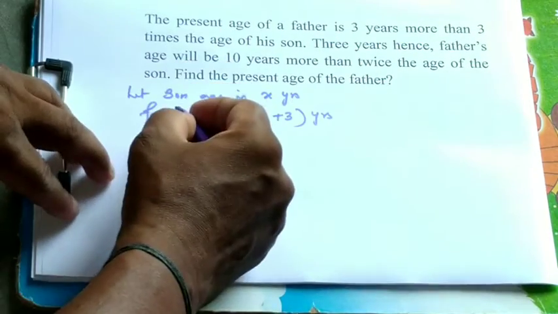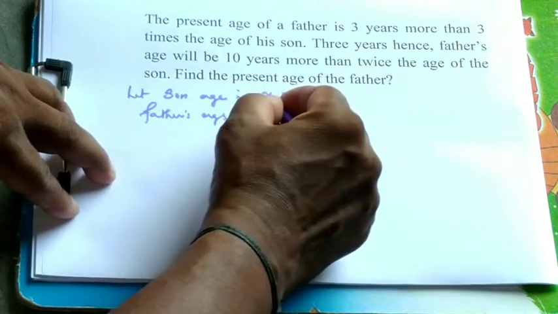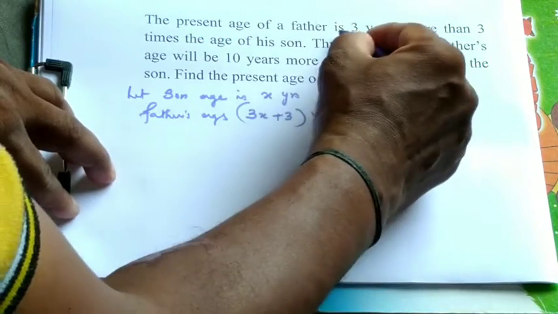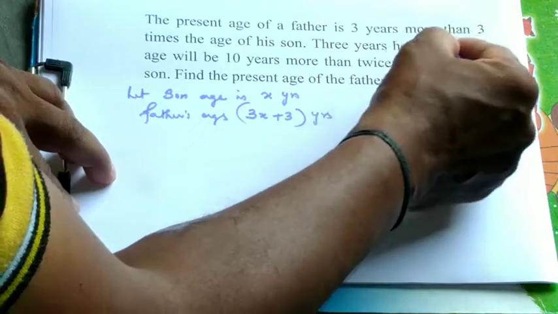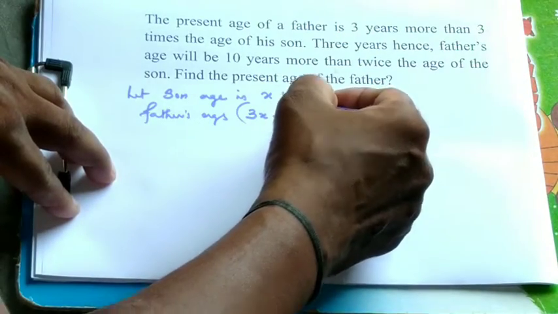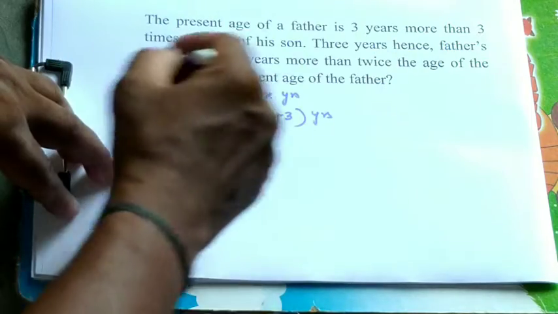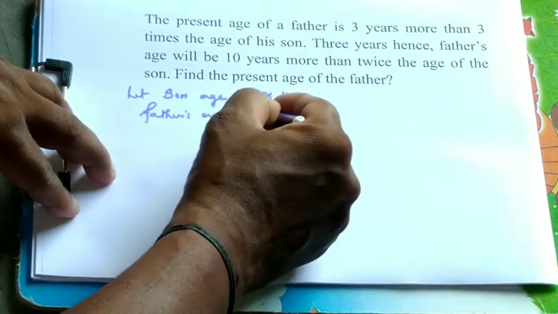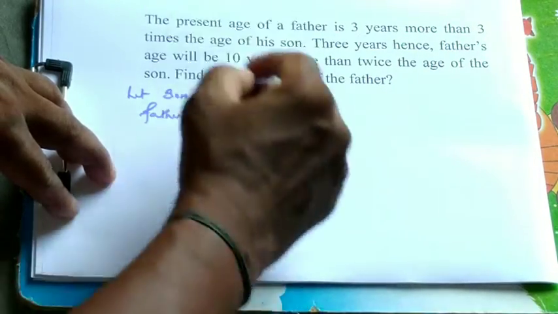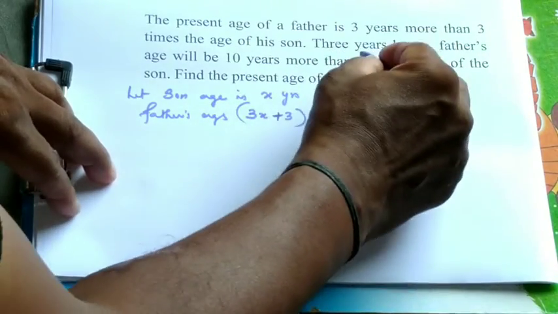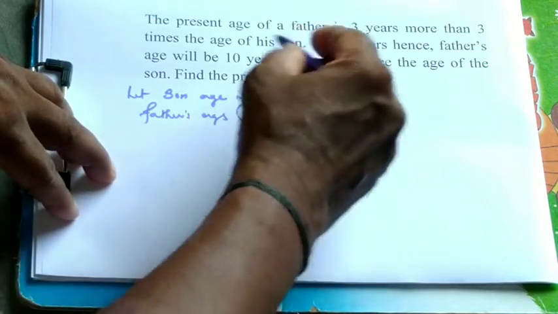What am I assuming here? Initially, assume the son's age is x. They gave very clearly that the father's age is 3 years more, at the same time 3 times the age of his son. So 3 times the age of the son is 3 into x, 3x, plus 3 years. Now be careful here. This part is over.